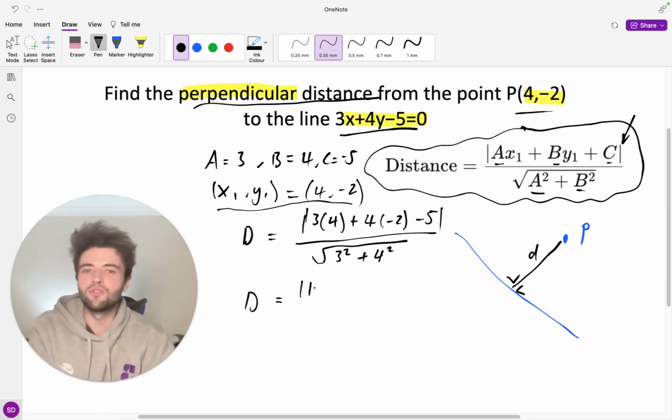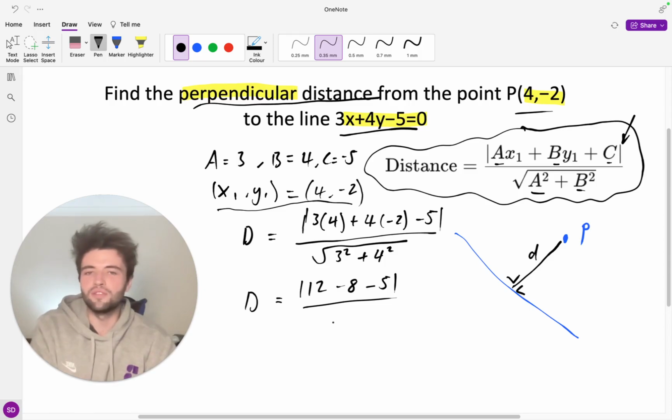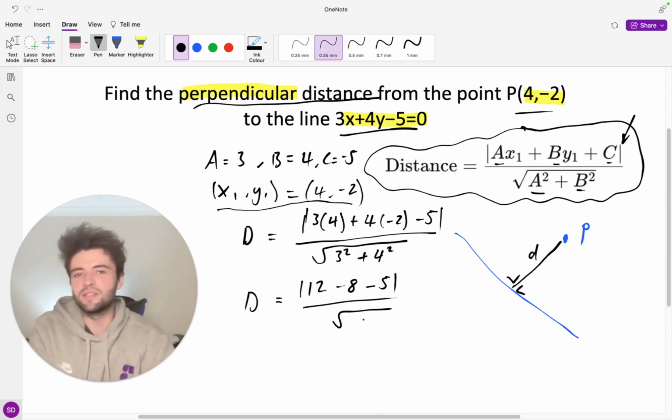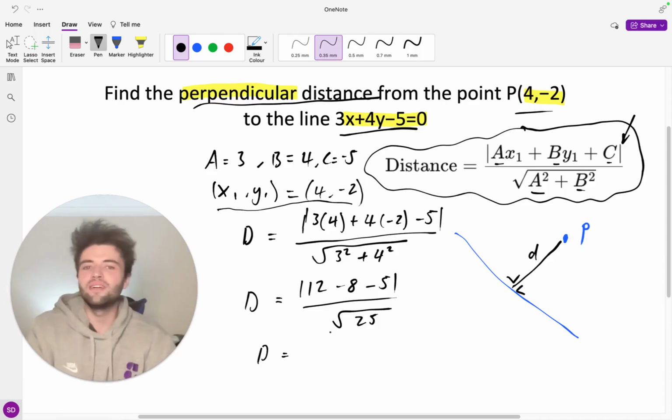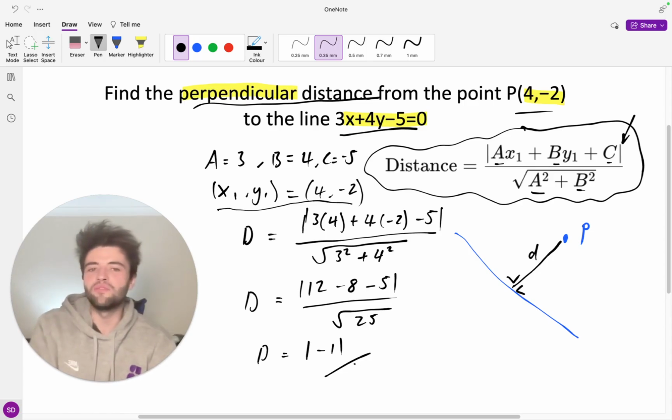So we have 3 times 4, which is 12 on the top, plus 4 times -2, which is -8, and then -5 on the end. This is over the square root of 9 plus 16, which is the square root of 25. So 12 minus 8 minus 5 gives us the absolute value on the top of -1. And the square root of 25 on the bottom is just 5, because 25 is a square number and we know its square root is 5.